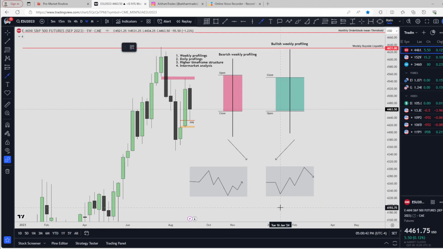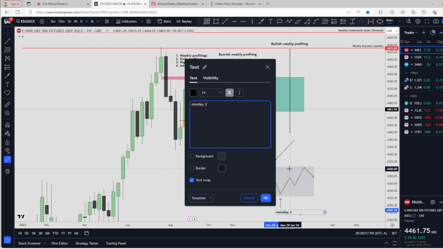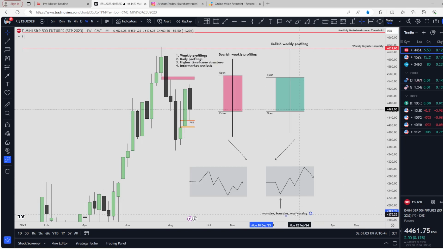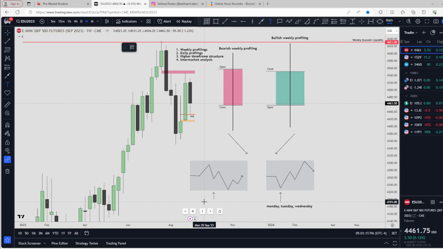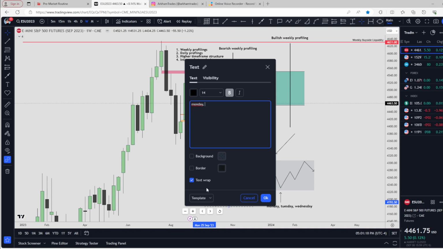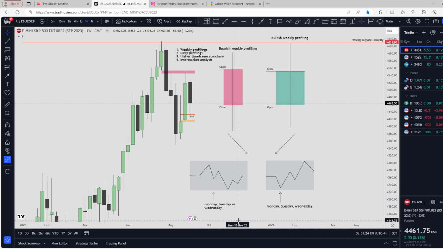This is where you get your concepts for the low of weeks. When you're expecting the candlestick for the week to be bullish, you expect either Monday, Tuesday, or Wednesday to create a low for that week. When you're bearish for the week, you expect Monday, Tuesday, or Wednesday to create the high for the week.